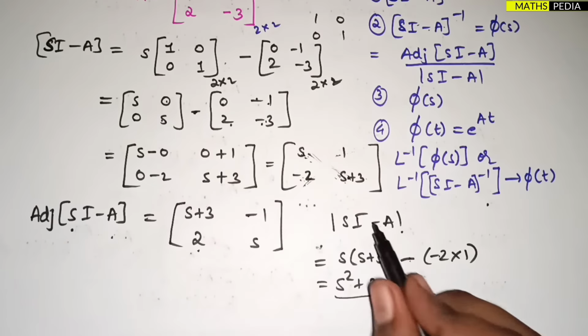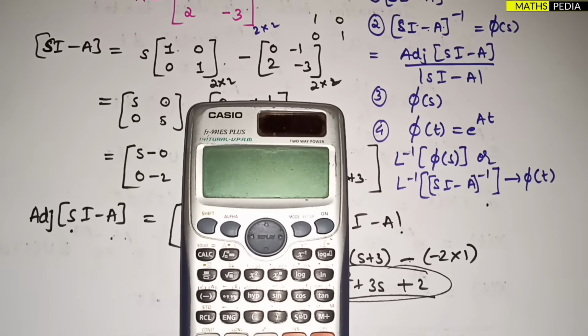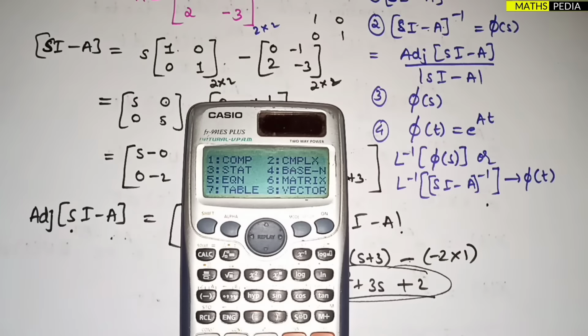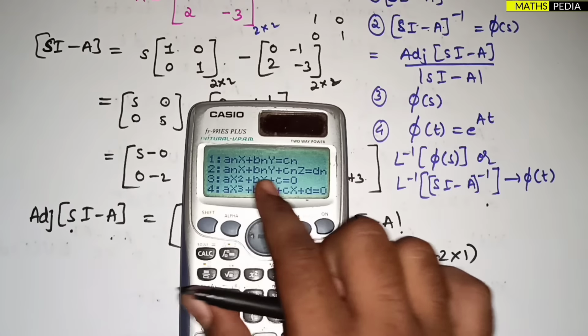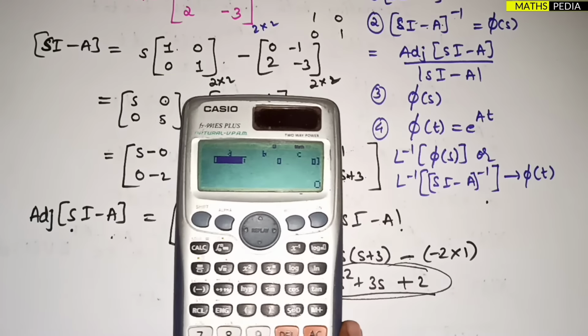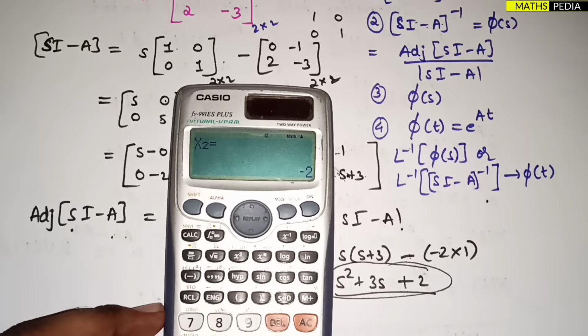This is the determinant. Now this is a quadratic form, and we can factorize this term. How will you factorize a quadratic form? You can solve it using a calculator, okay? Press mode, take the fifth option. Here the quadratic form, ax square plus bx plus c, is the third option, and give the coefficients. What coefficients are there? S square plus 3S plus 2, that means 1, 3 and 2. So 1, 3 and 2 you have to press. You will get the values as minus 1 and minus 2.